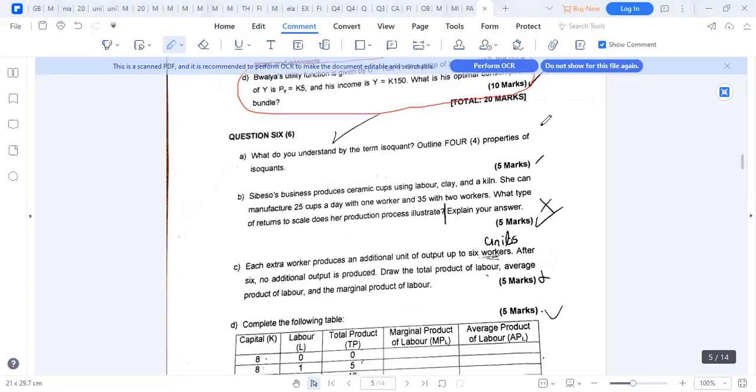Number 6, we go to our isoquants. So mention what we understand by the term isoquant and 4 properties of isoquants. Isoquants are very similar to indifference curves. What are isoquants? These are lines that join points that offer the same production. They're called isoquants. So in economics, we have combinations of inputs that offer the same level of production.